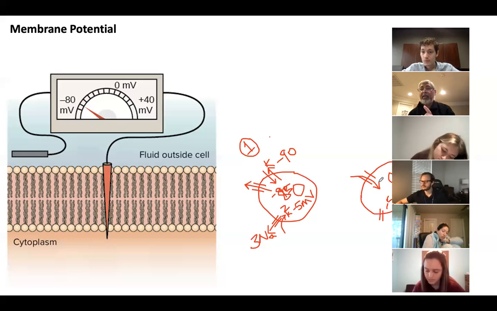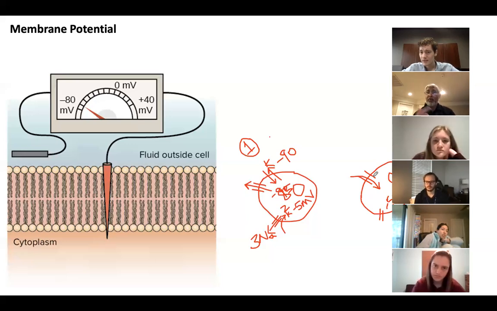Now, if we think of the electrical gradient, which direction will sodium move in this cell? Please answer. Outside. It will move out. Would it not move back in still? So you see, one said in, one said out.